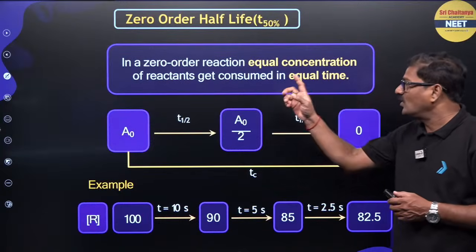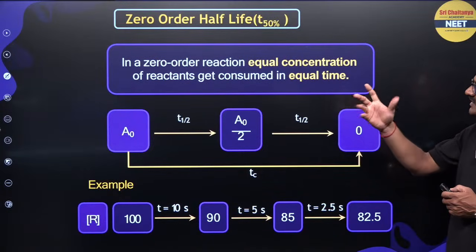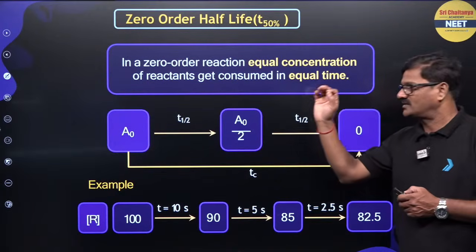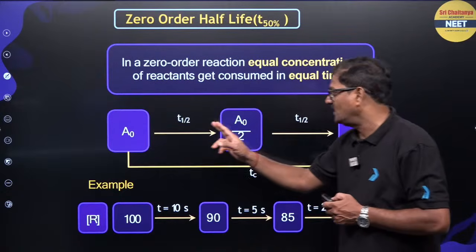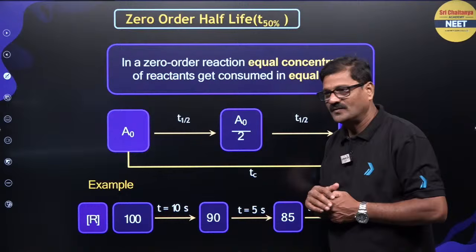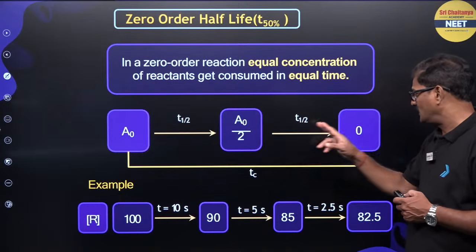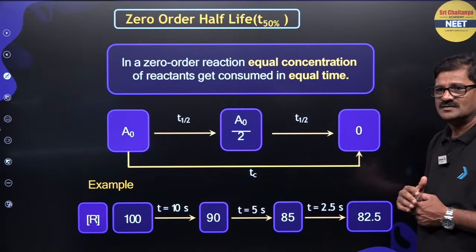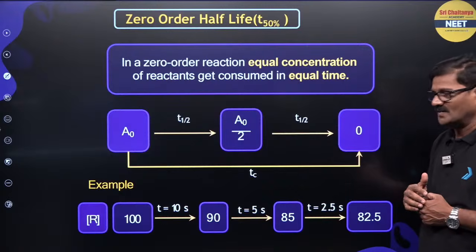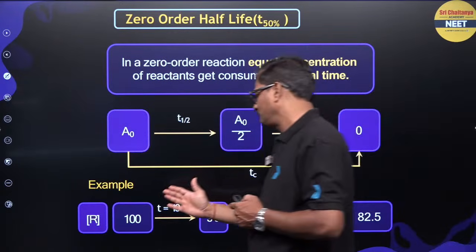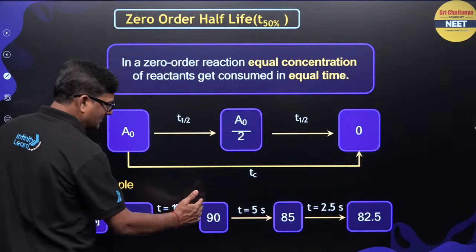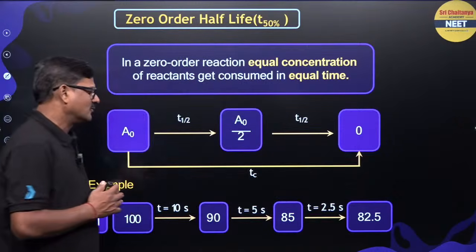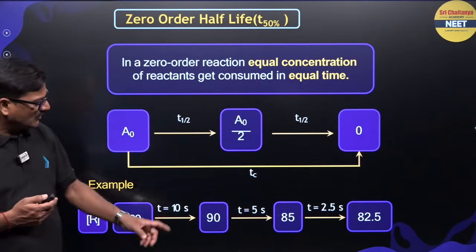बच्चों? In a zero order reaction, equal concentrations of reactant get consumed at equal times. That is a noteworthy point. Initially A naught लिया, A naught by 2 होने का T half लगेगा. A naught by 2 से 0 बनने के लिए T half लगेगा. Total this is the T completion. सिर्फ 2 half life पे खत्म है. For example, reactant 100 ले, 10 सेकंड के बाद 90 है, 5 सेकंड के बाद 85 है, 2.5 सेकंड के बाद 82.5 है. Okay, it is going like that. This algorithm is important.